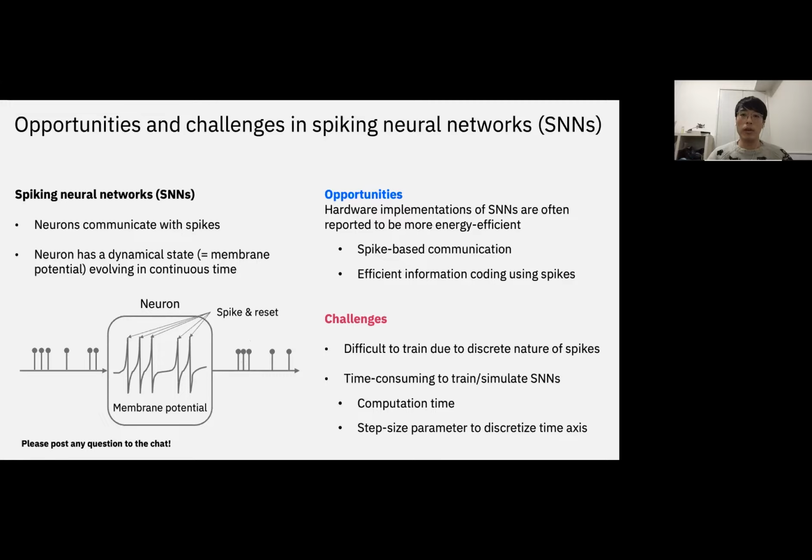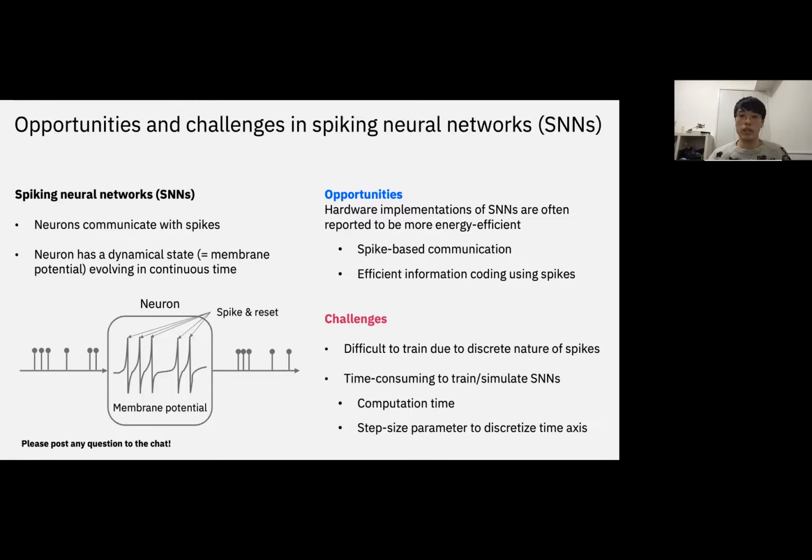One opportunity to use a spiking neural network rather than the current artificial neural network is that its hardware implementations are often reported to be more energy efficient than using, for example, GPUs or other traditional mechanisms. I think this is partially due to the efficiency of spike-based communication and partially due to the efficient information coding into spikes. But anyway, it is often reported that neuromorphic chips are more energy efficient than other architectures. So this is the main reason why we focus on spiking neural networks.